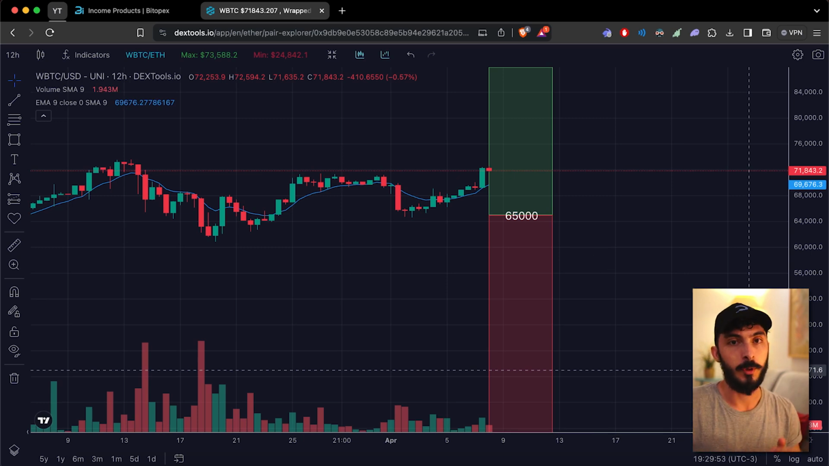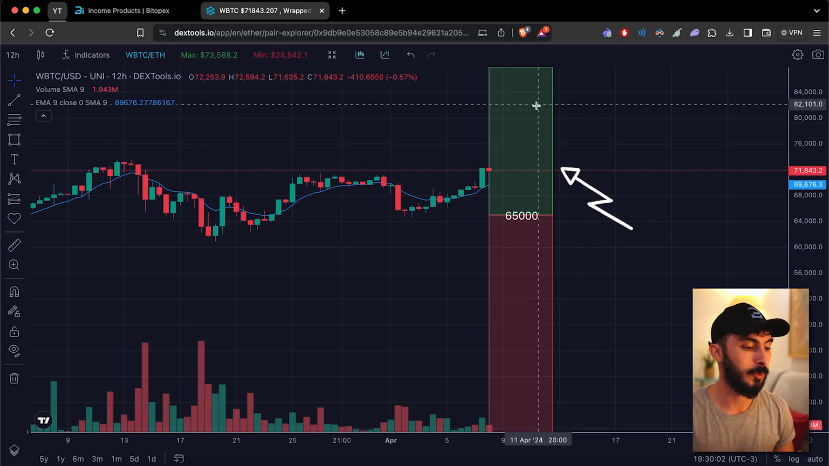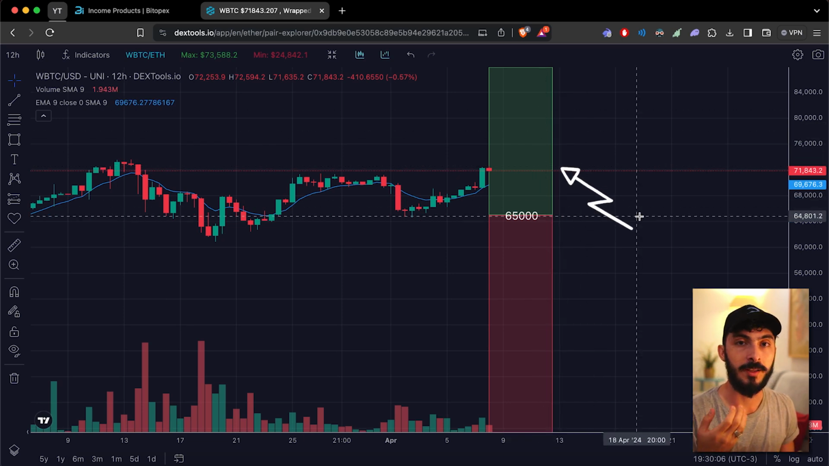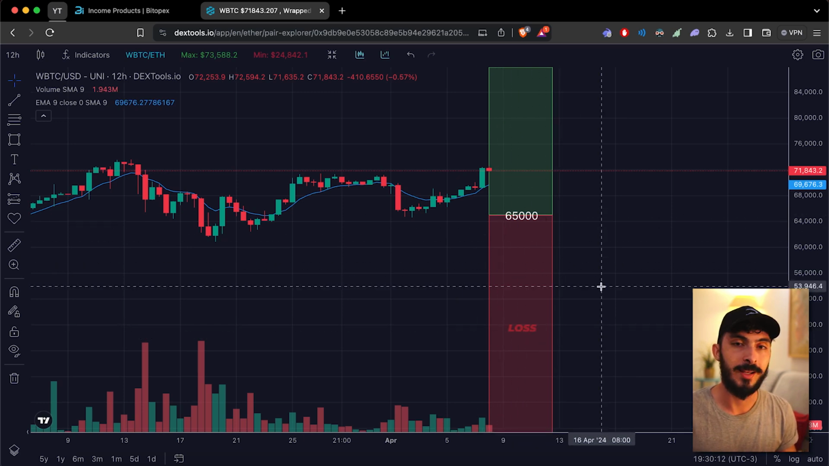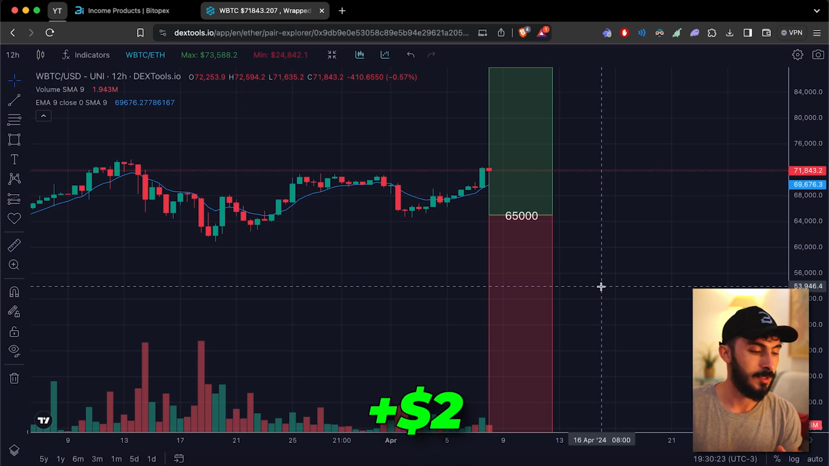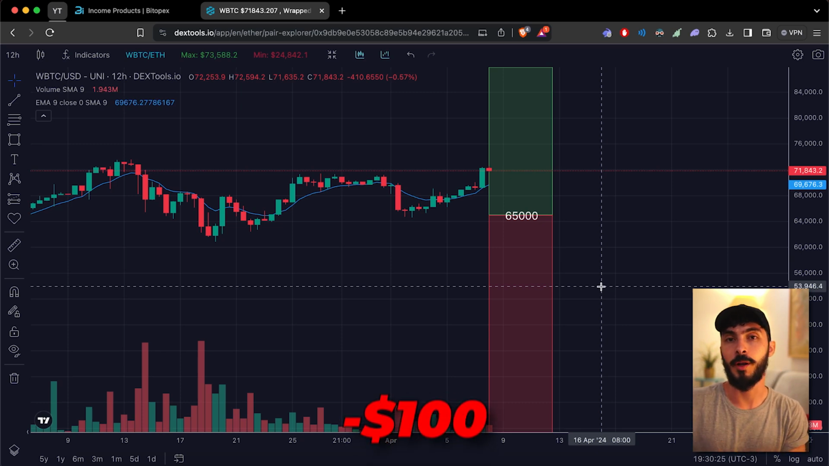So what are we looking at? It means that if by the end, at the second vertical line right here, Bitcoin stays in the green area, you're profitable. You made that 2%. If Bitcoin stays in the red area, you lost 100% of the amount of money you deposited. So in our case, let's say you put $100. If it stays in the green, you made $2. If it stays in the red, you lost $100.